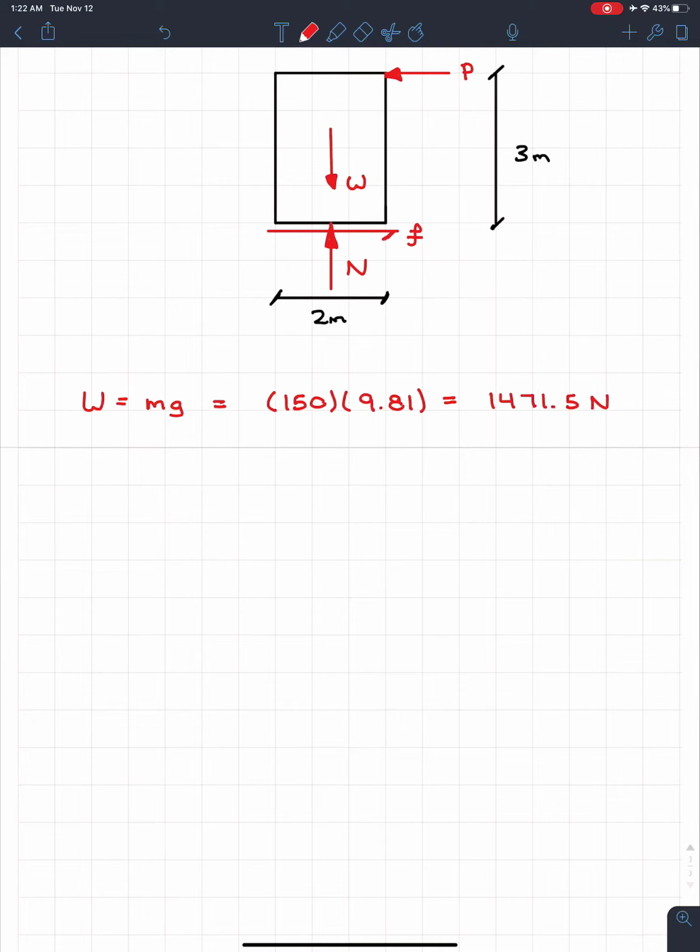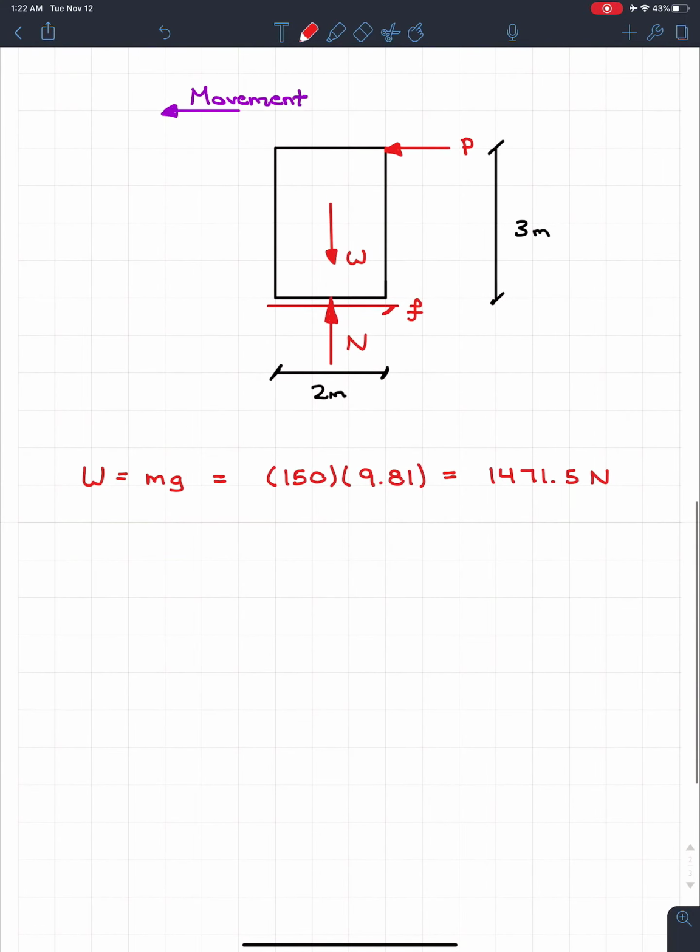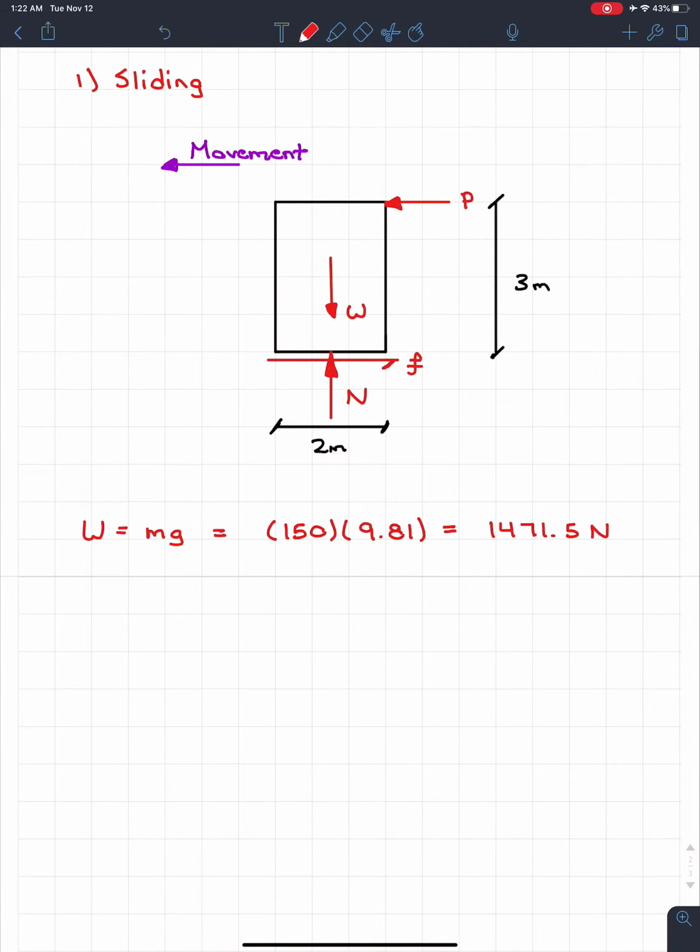So our weight's known. So if we look up at this, we actually only have 3 unknowns. So it doesn't sound too bad. The problem with sliding is that we only usually deal with 2 equations: the sum of the forces in x equals 0 and the sum of the forces in y equals 0. Because the problem is, if we take moments, things will actually start to get messy.